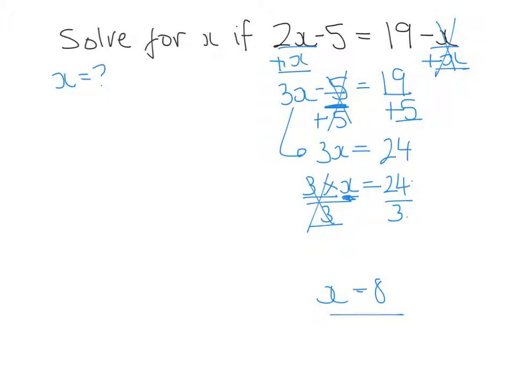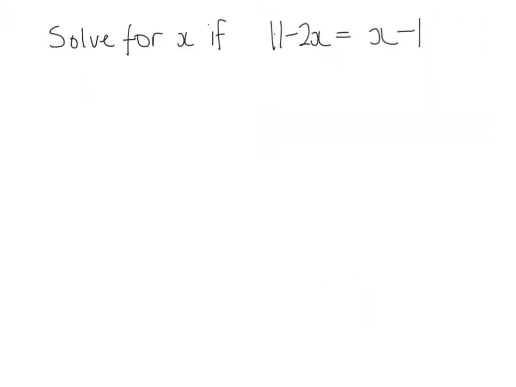Let's try one more. What about if we had this one? 11 take away 2x is equal to x minus 1. What could x be? Could it be 3 or 4 or 10 or 20? What we need to do is the same thing that we've done previously. Let's get all the x's onto one side and all the numbers onto the other side.